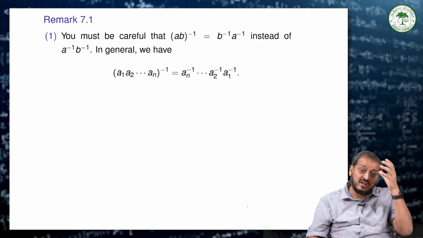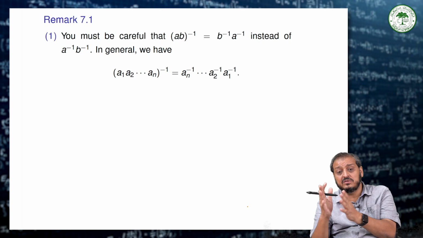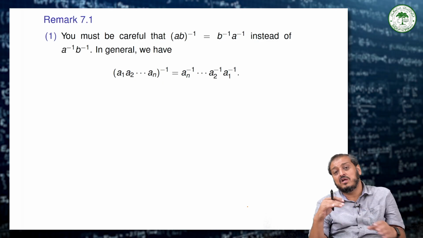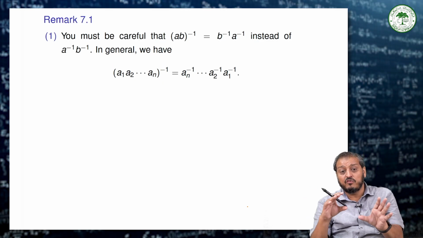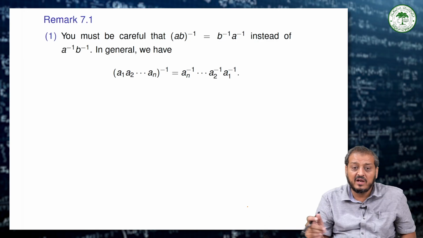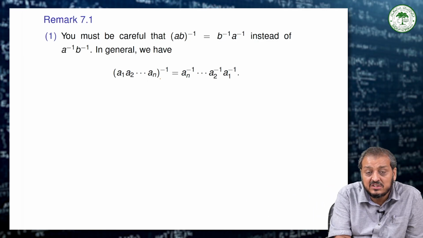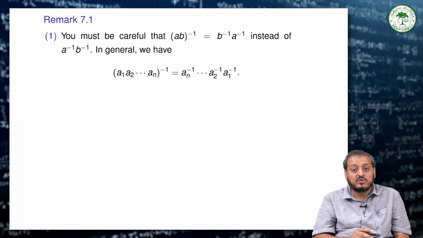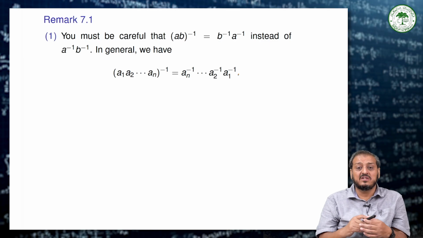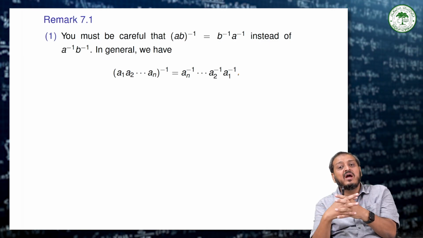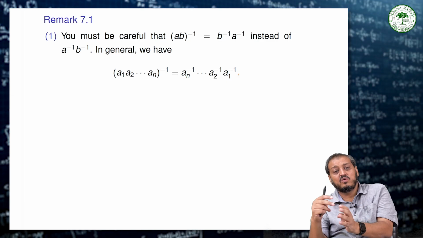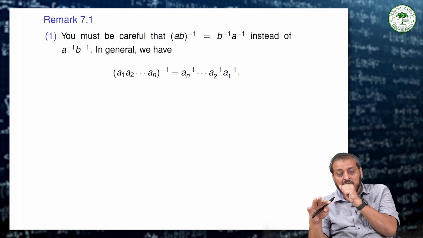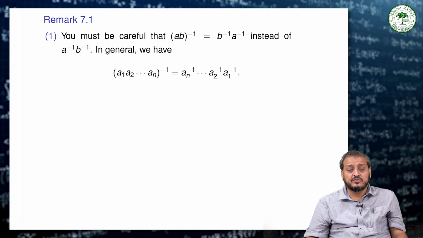Next, in general we have to extend this. We must be very careful: when we take (AB) inverse, it is equal to B inverse A inverse, instead of A inverse B inverse. In general we can write (A1 A2 ... An) inverse, which reverses the order: An inverse, A(n-1) inverse, and so on. This is the remark we can make. So we must be very careful when we write (AB) inverse, it is equal to B inverse A inverse, not A inverse B inverse. This is not true in this form.